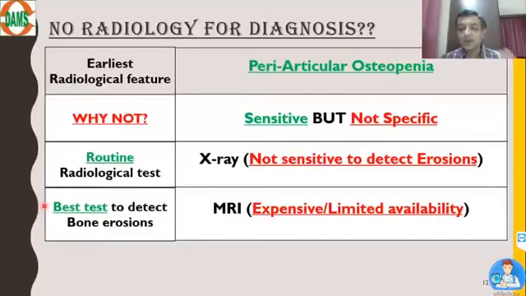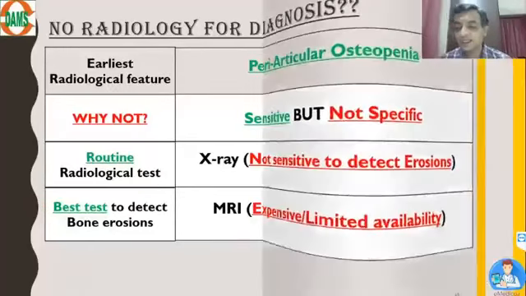Radiology is not included in the diagnosis of RA. This is what we want to know. Osteopenia means loss of the bone density. The area of the bone around the joint appears thinned out, appears translucent. Osteopenia means reduced density. Around the joint, the bone starts looking translucent. That is the earliest feature of the disease.